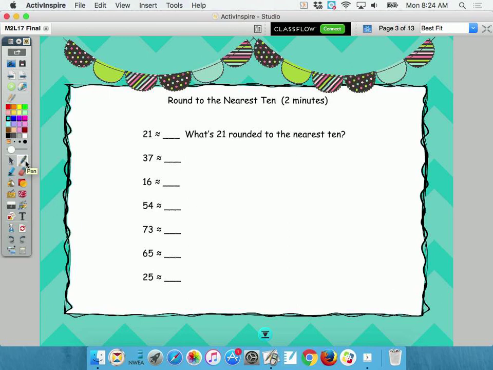Boys and girls, just tell me what to write. You have an error on yours because when I copied and pasted, I apparently didn't change it. So tell me what to write. 20, 40, 20, 50, 70, 70, 30. Good. We're going to use this today.